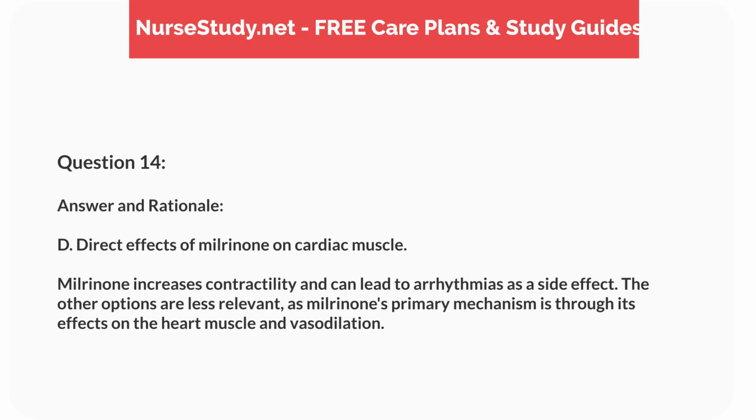Answer and rationale. D. Direct effects of milrinone on cardiac muscle. Milrinone increases contractility and can lead to arrhythmias as a side effect. The other options are less relevant, as milrinone's primary mechanism is through its effects on the heart muscle and vasodilation.